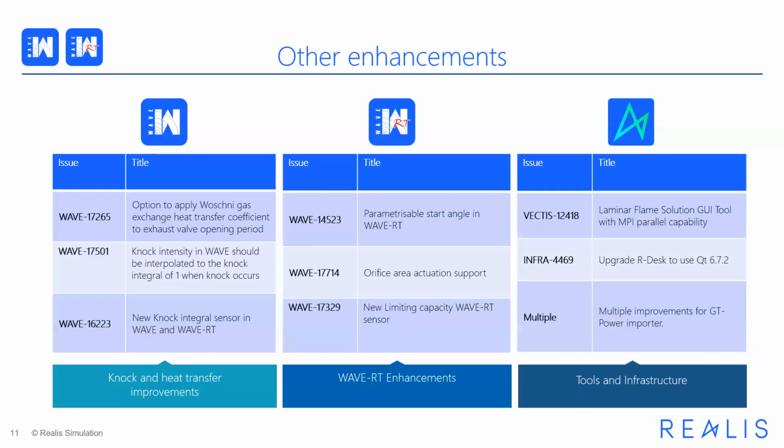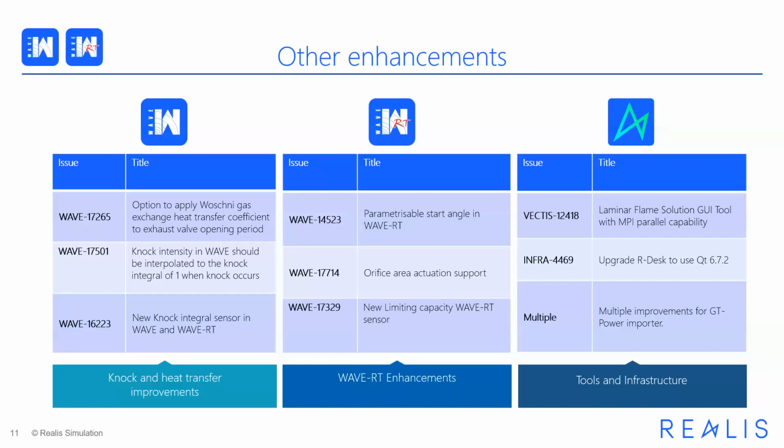In addition to the main highlights, this release introduces a number of new features, usability and productivity enhancements. The first group focuses on improving heat transfer and knock modeling. The option to apply the Washington gas exchange heat transfer coefficient helps users switching to WAVE from other tools. In these circumstances, it's sometimes important to maintain a one-to-one mapping of heat transfer coefficients, and to streamline this process, WAVE and WAVE-RT now offer the option to apply the Washington heat transfer coefficient with valves open, not only when intake valves open, which is the conventional approach in WAVE, but also when the exhaust valves open, which is the approach taken by competitor tools.